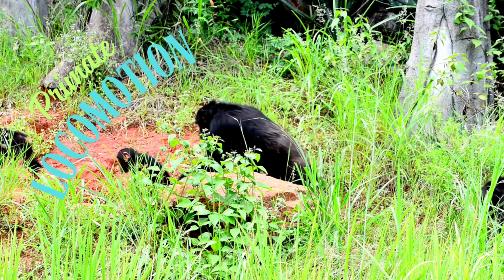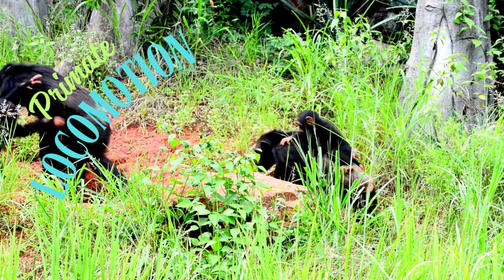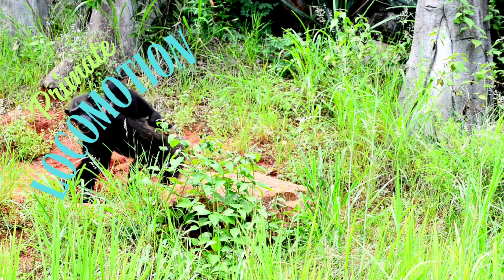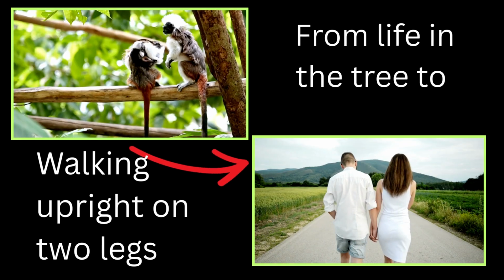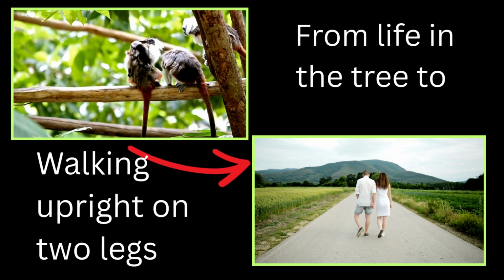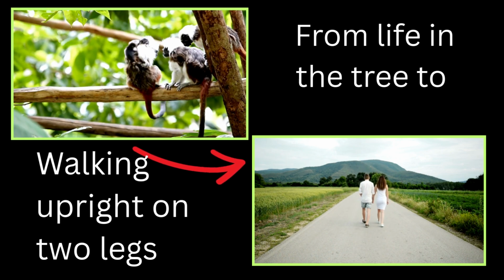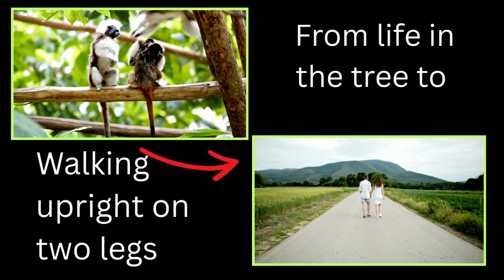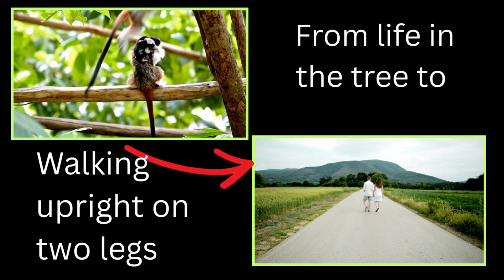Locomotion is one of the most important aspects of survival and adaptation in primates and early human ancestors, from life in the trees to walking upright on two legs. Different forms of movement reflect how primates interacted with their environment and evolved over time.